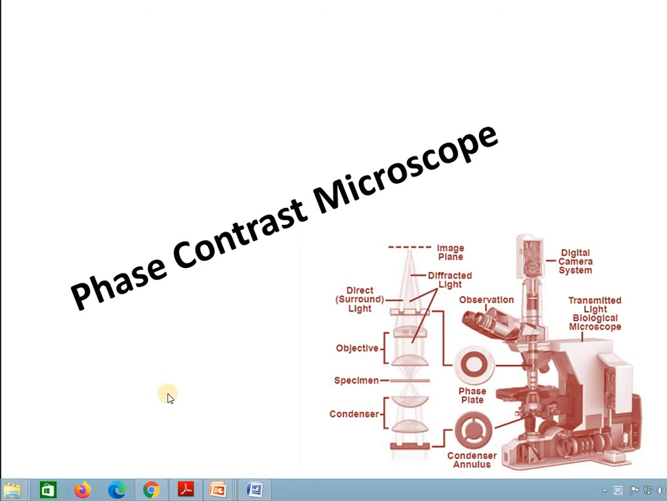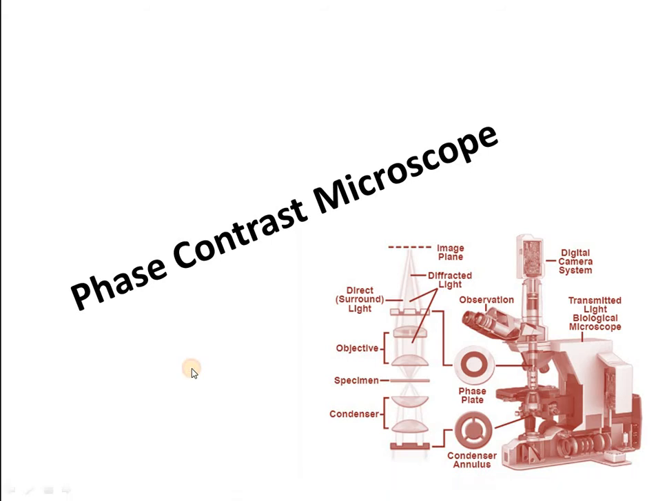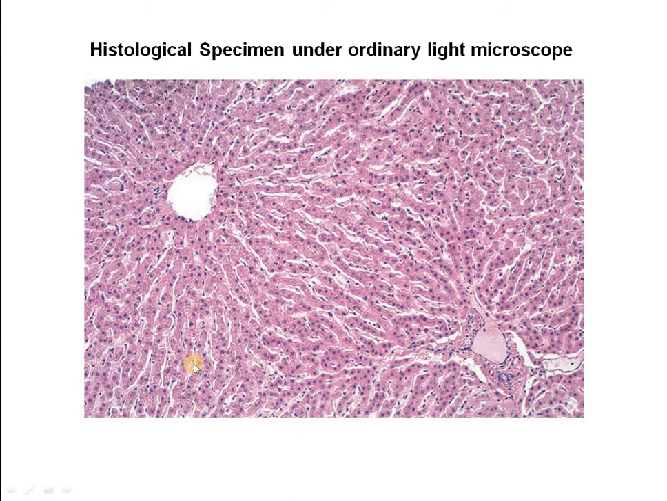Today I will discuss the phase contrast microscope. Before going to the phase contrast microscope, I would like to say that in an ordinary microscope, the object is viewed due to the difference in color intensity of the specimen. So you can see here, this is a histological specimen. Here, this specimen can be visualized due to the difference in color intensity.